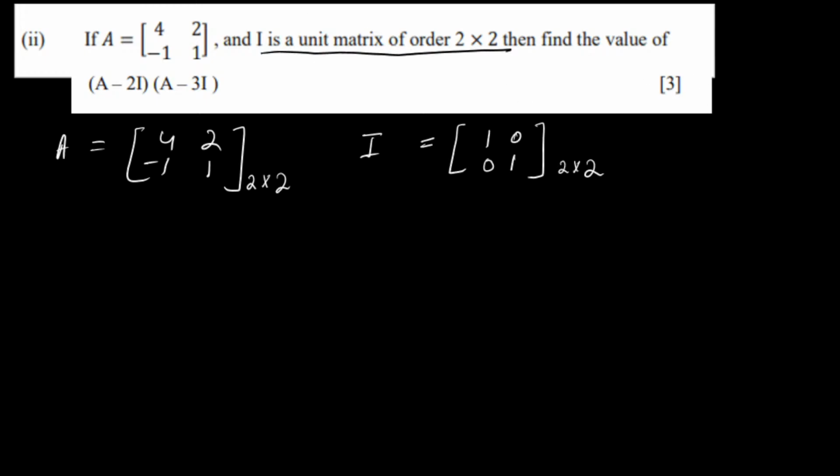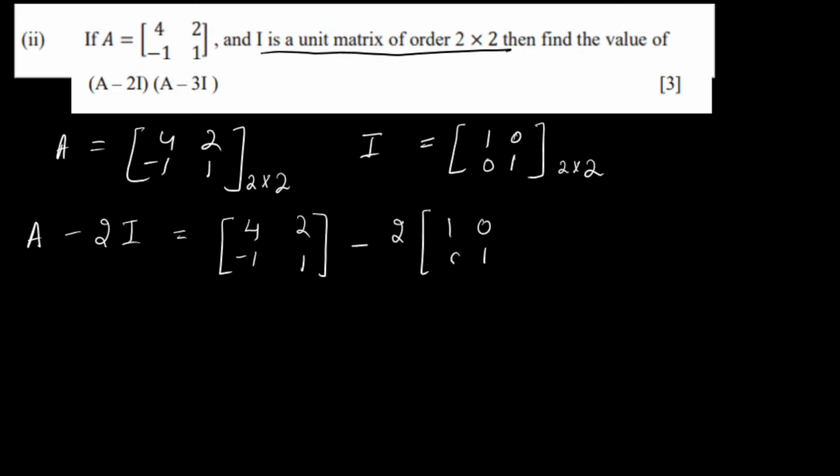Now what we have to find? A minus 2I into A minus 3I. Individually we will find first of all, because we have to do matrix multiplication also. First A minus 2I. A's value is given to us, 4, minus 1, 2, 1, minus 2 times I. So scalar multiplication we have to do. This 2 will get multiplied with each and every element of the matrix.